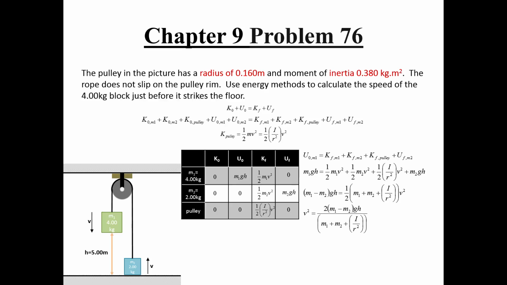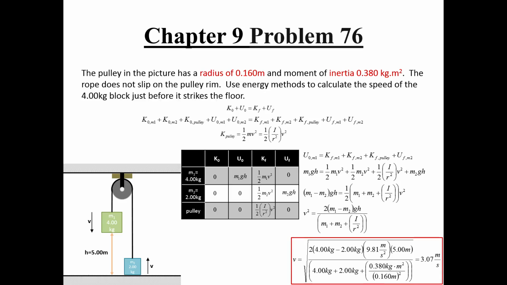Isolating the v squared term, we find an expression involving all known variables. Taking the square root of this expression and substituting in the values given to us in the problem statement, we find that just before block 1 hits the ground, the system was moving at a speed of 3.07 meters per second.